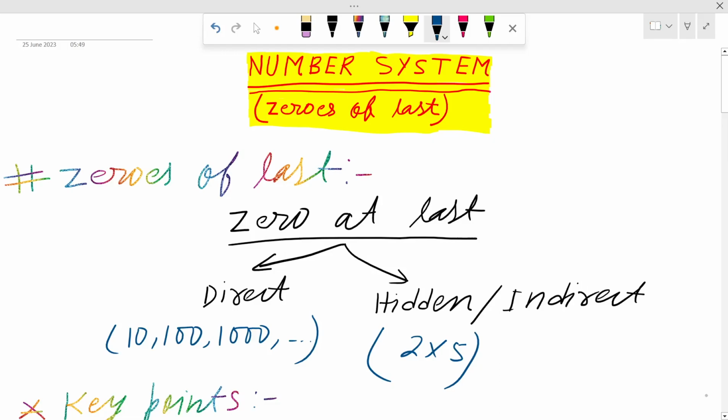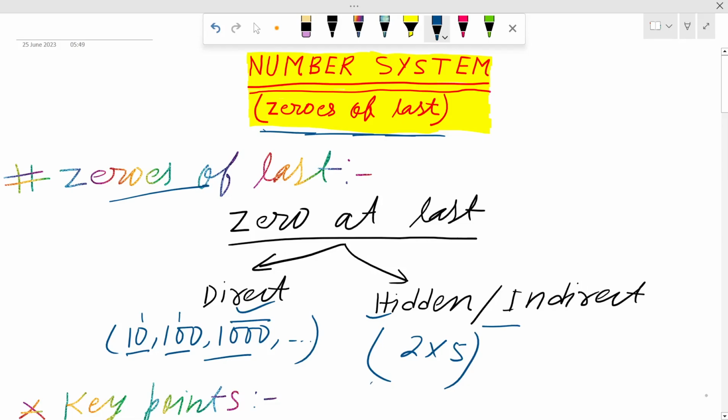The topic is the number system: the number of zeros at the end of an expression. Any expression is given, and we have to find how many zeros are at the end. So how do we find it? Look at the zeros at the end, which are of two types: direct or hidden (indirect). Indirect means 10, 100, 1000. Direct means you can see 10, 100, 1000 in the expression.